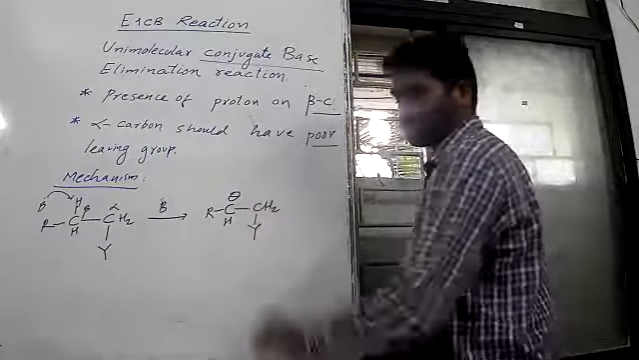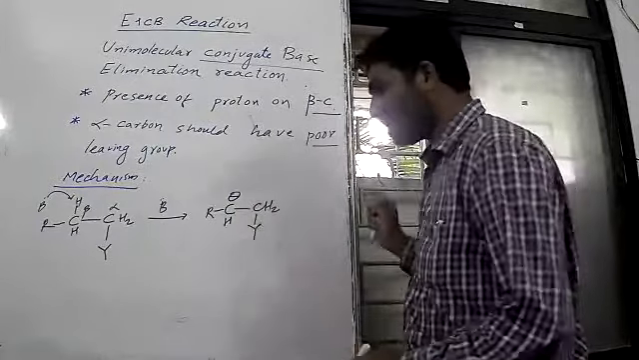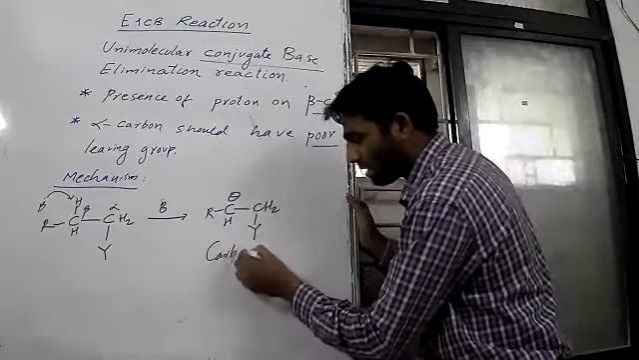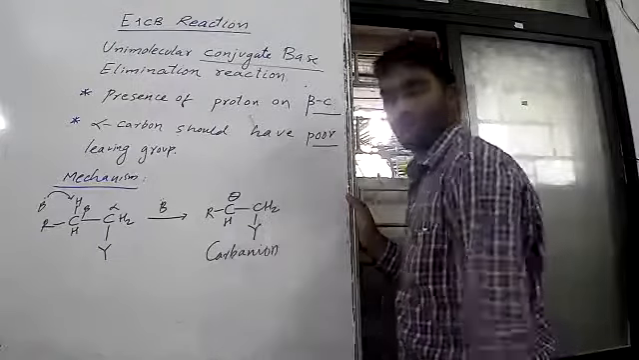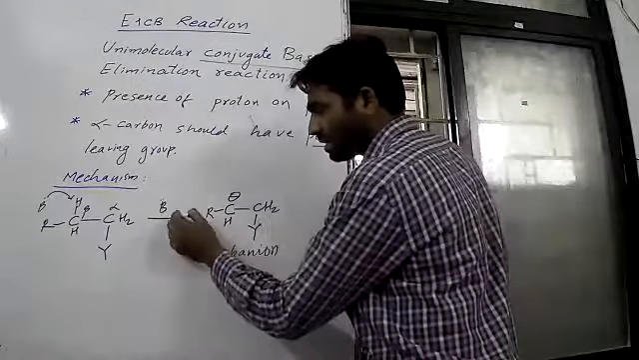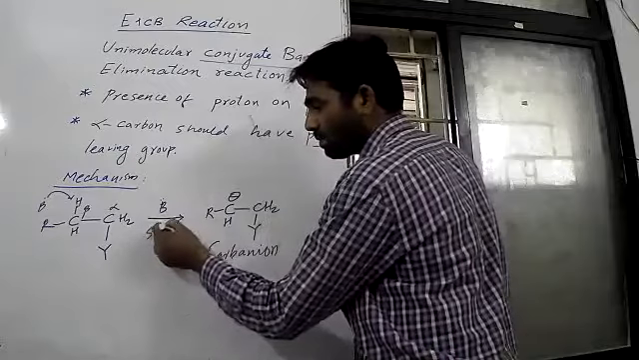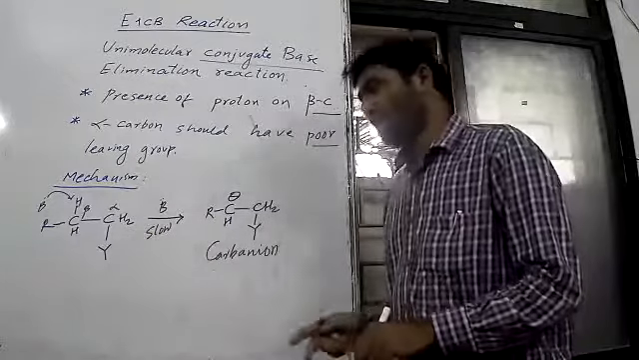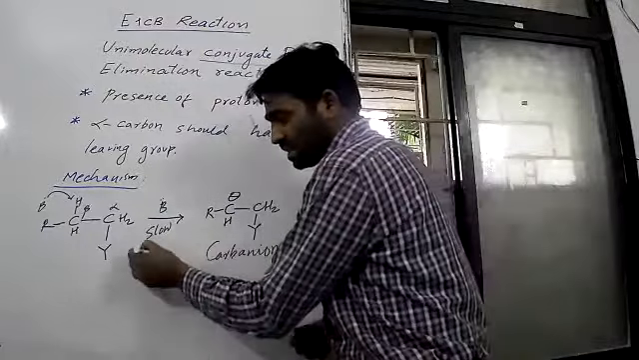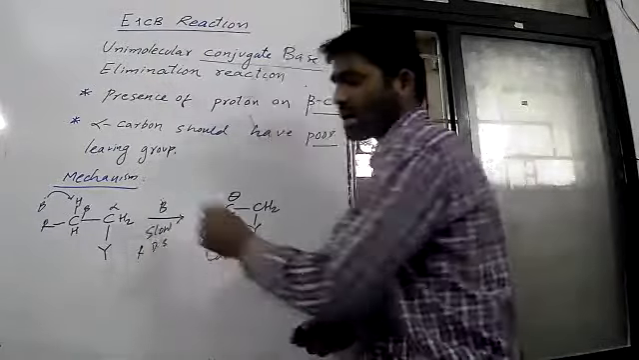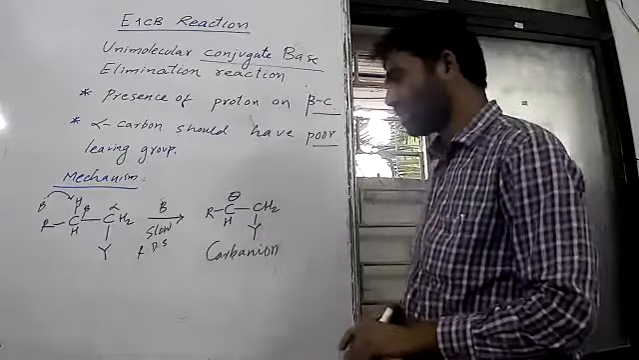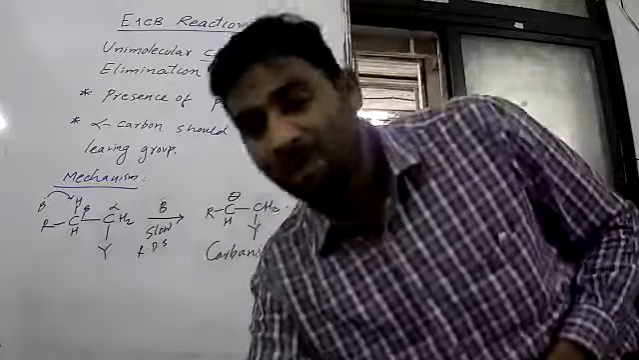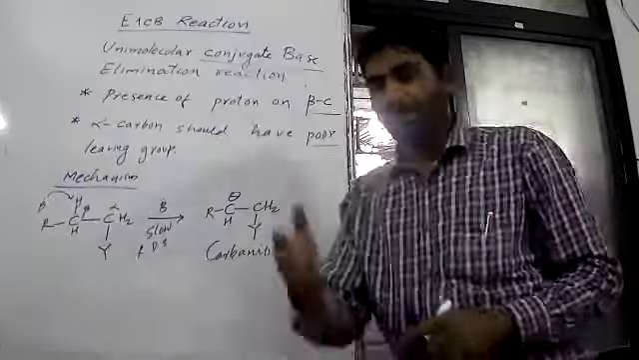So this is the carbanion, first step, carbanion. This is the very slow step, and it is called RDS, the rate determining step. It means this step determines the rate of this reaction. So this is the first step, carbanion formation takes place.